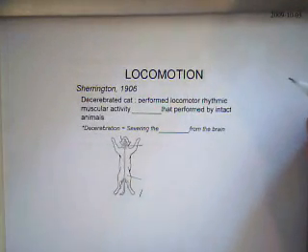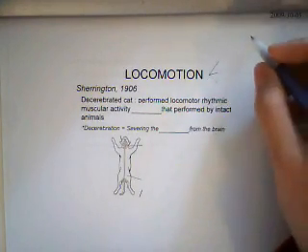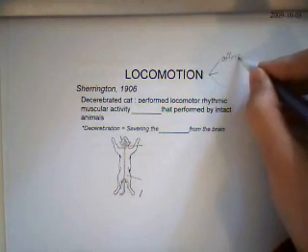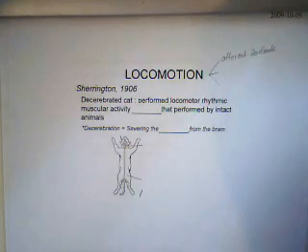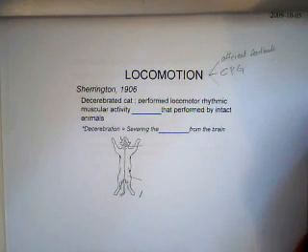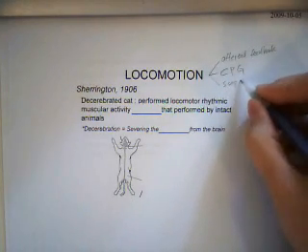Okay, there are three factors that affect locomotion. One is the afferent feedback, the second one is CPG, and the third one is supraspinal structures.